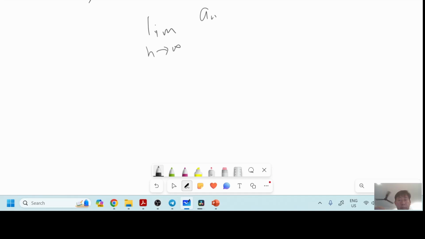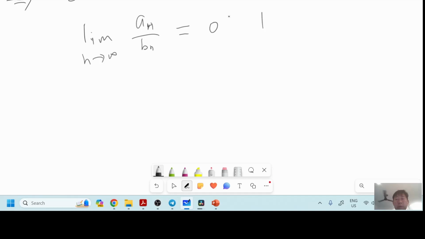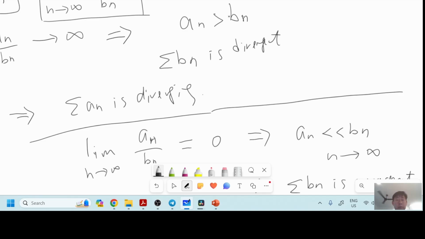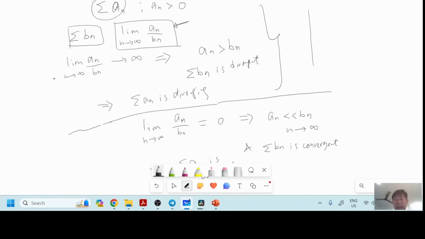The other scenario is the opposite extreme where the ratio is equal to 0. In that case, it gives you the picture that an is much smaller than bn when n is tending towards very large. And if further you know that the series of bn is convergent, that would imply the series an is convergent.